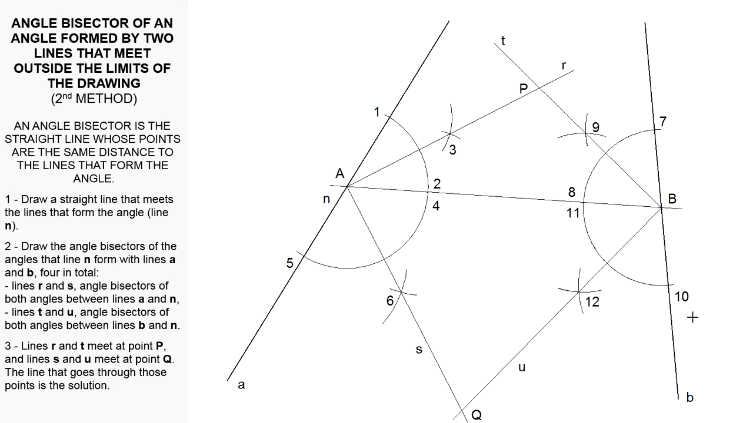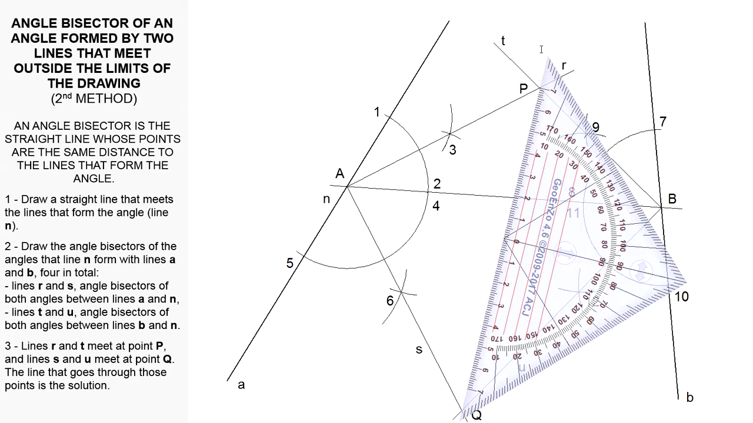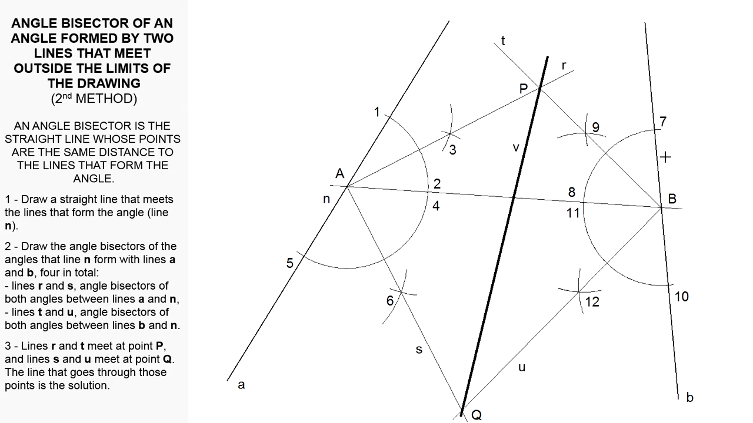If we have found two points P and Q that are each one the same distance to lines A and B, that is, two points that belong to the angle bisector these two lines form, when we draw the line that goes through both of them, we will find the solution to our exercise, that is, the angle bisector of the angle that two lines form when they meet outside the boundaries of the drawing area.